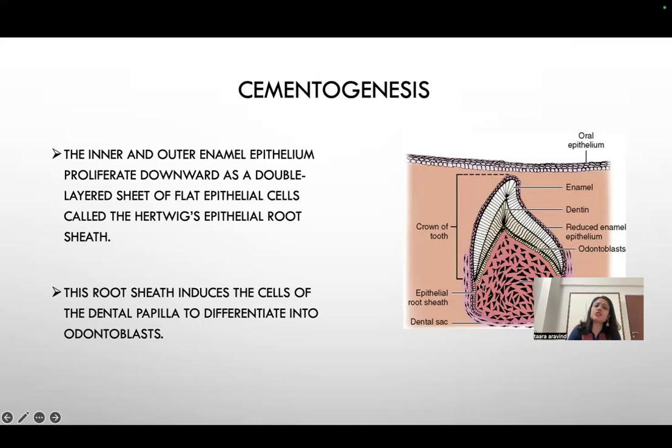So what is Hertwig's epithelial root sheath? The inner and the outer enamel epithelium at the cemento-enamel junction proliferate downwards to form a layer known as Hertwig's epithelial root sheath. And what is the main function of this epithelial root sheath? This Hertwig's epithelial root sheath induces the cells of the dental papilla to differentiate into odontoblasts.